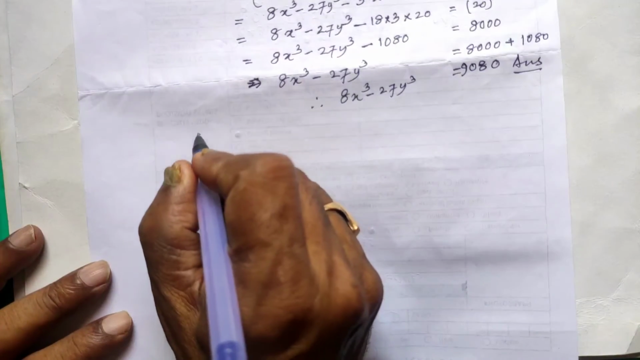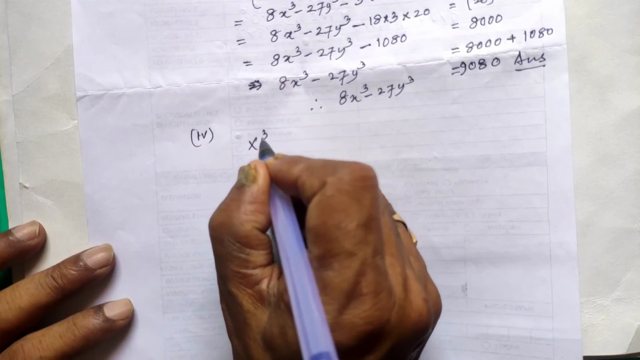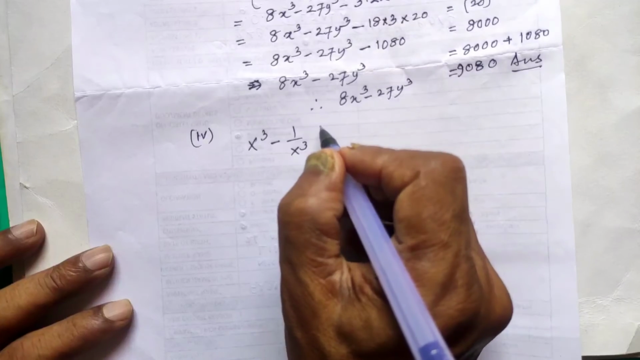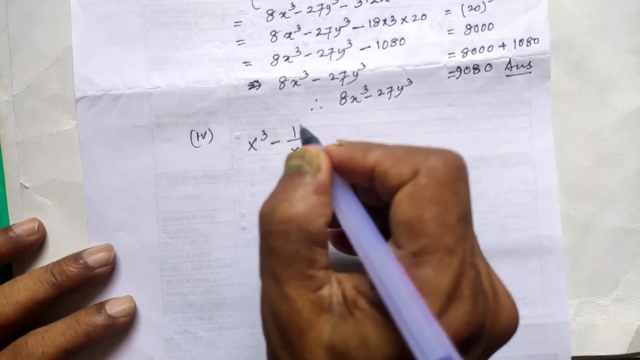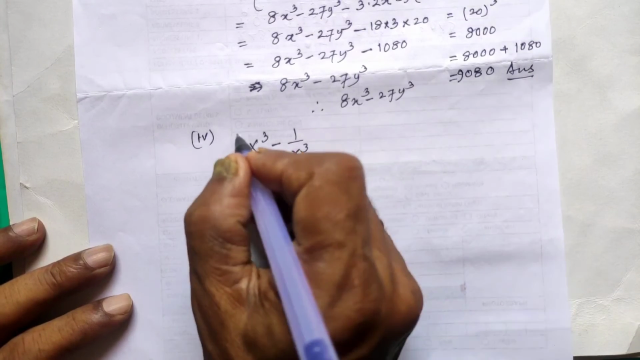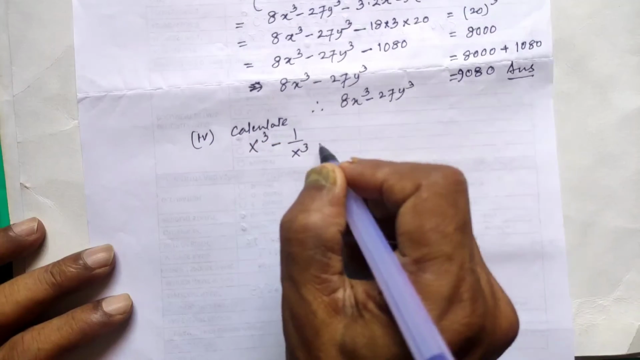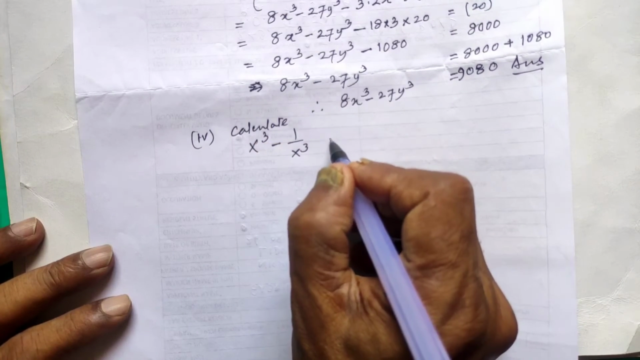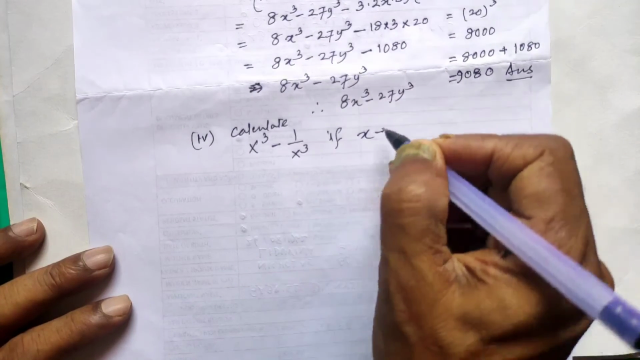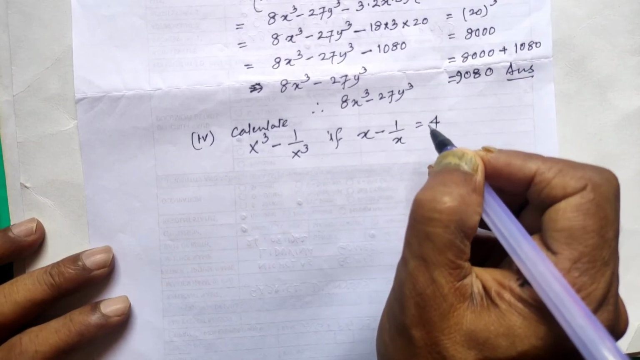Here is another interesting sum I am going to do. That is number 4, x cube minus 1 by x cube, we have to calculate this thing, if x minus 1 by x equals to 4.